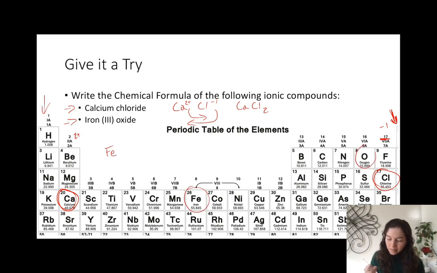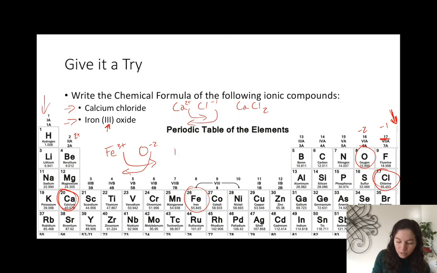Oxide is here. It is in this group, so it wants a -2 charge. And iron, you might be like, oh, well, what's the charge on iron? It's a transition metal. It can have multiple charges. That's the charge on it right there. That tells us that this is a 3+. That's how we know. So we're going to drop and swap our charges in order to figure out the subscripts on these. So it should be Fe2O3.